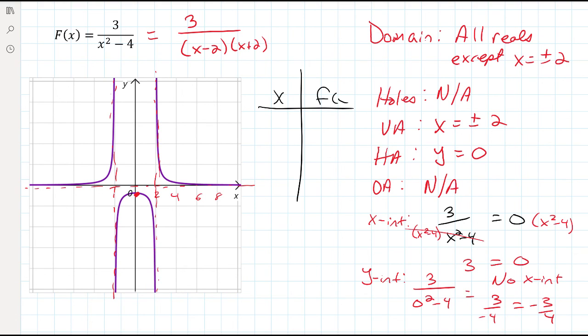x, f of x. Okay, let's say when x is, let's do negative 3. When x is negative 3, what would that mean that y would equal? Just plug that into your function. So 3 over 3 squared minus 4. Let's actually do this by hand. So 3 over 9 minus 4. I went ahead and squared the negative 3, positive 9, minus 4. Okay, so that's a positive 3/5. So negative 3, positive 3/5 is this point right here.